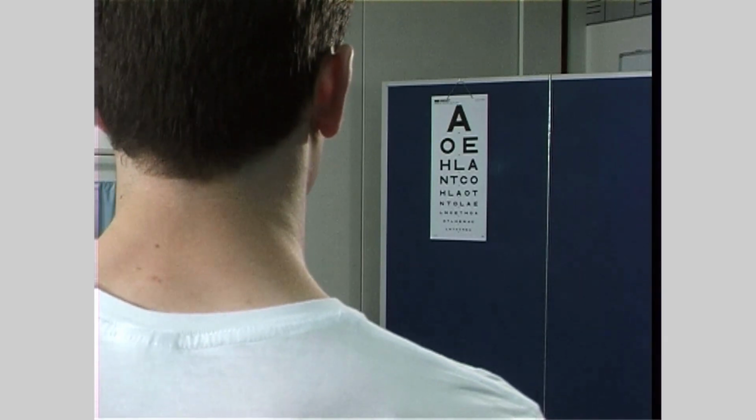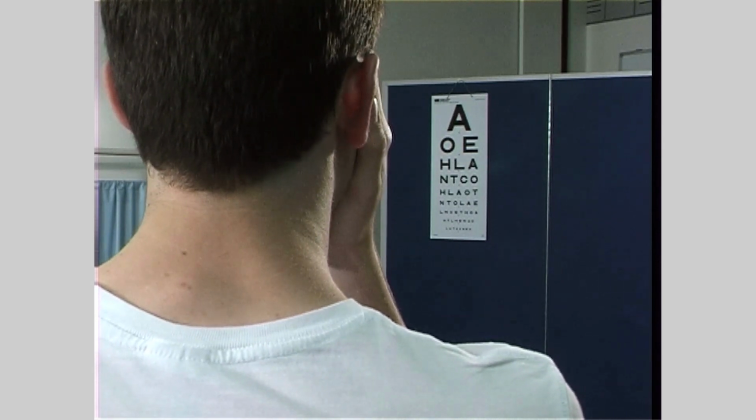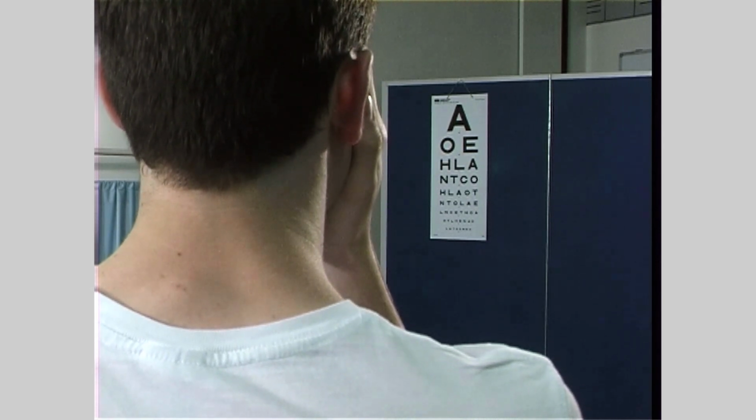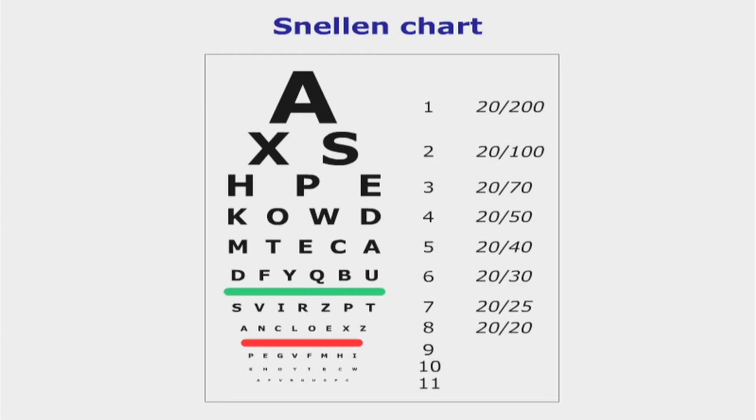Can I get you to block the other eye and again try and read the smallest print? Fine, thank you. Normal eyesight is termed 6/6 vision, or in empirical measures 20/20 vision. This means that at 6 meters away, the patient is able to read what a normal person should be able to read at that distance.